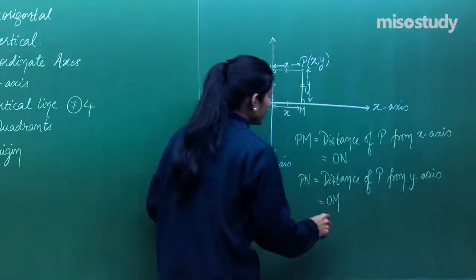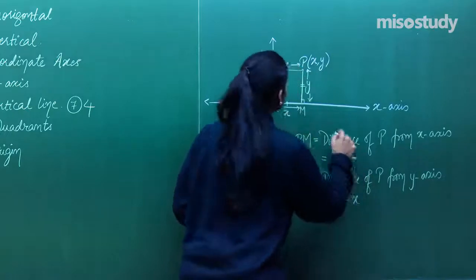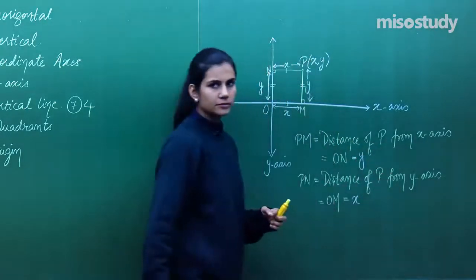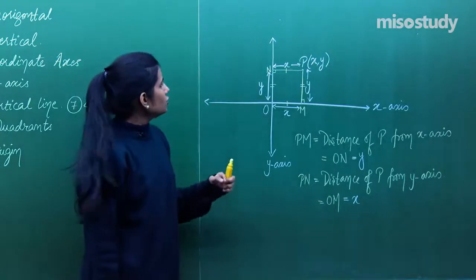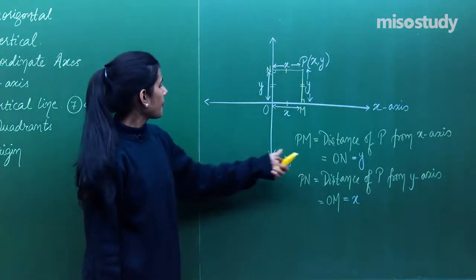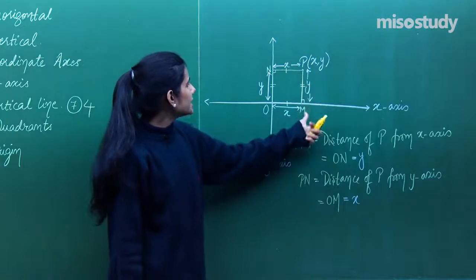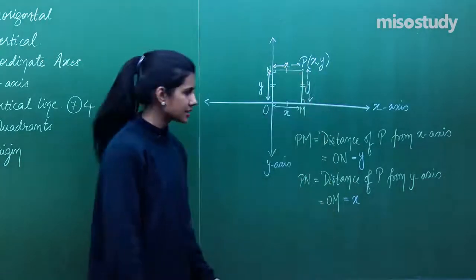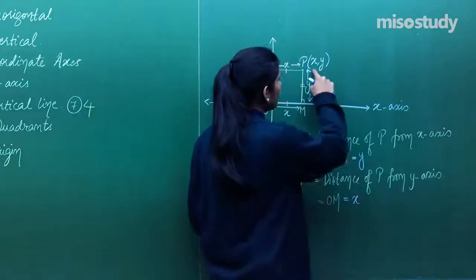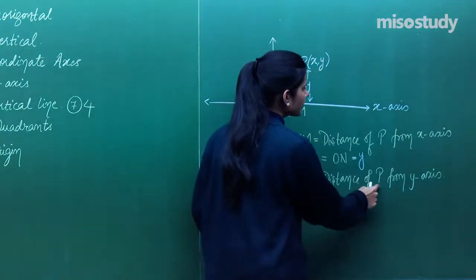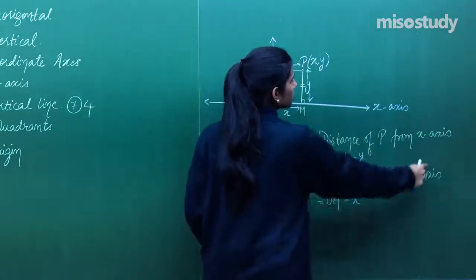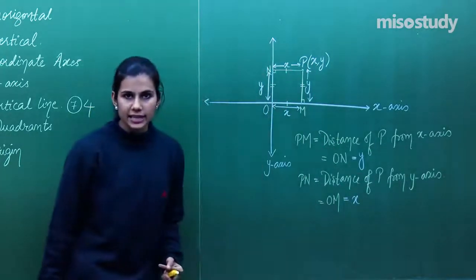X is coming out to be equal to Pn, y is coming out to be equal to On, right? So what is it that you're getting? Pm is same as y is same as On, Om is same as Pn is same as x. X coordinate of point P is coming out to be distance of the point from the y-axis, y coordinate of point P is coming out to be distance of the point P from the x-axis.